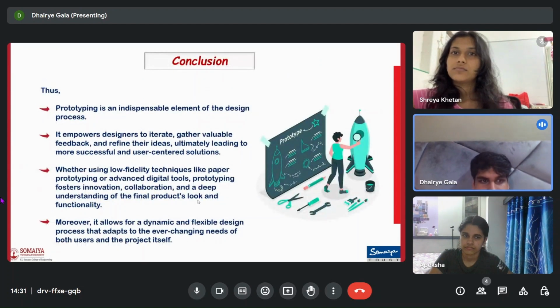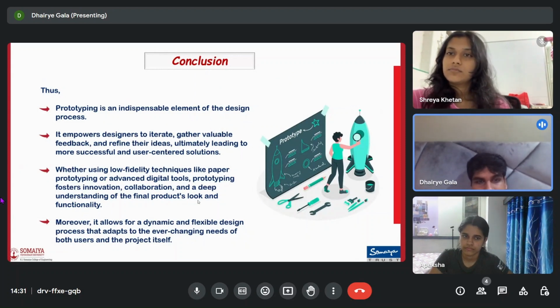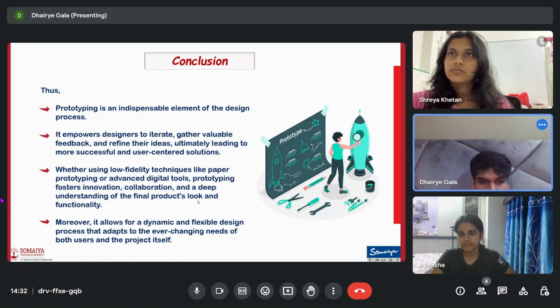So this is the conclusion. This is basically a rundown of the things. Prototyping is an indispensable element of the design process. It empowers designers to iterate, gather valuable feedback, and refine their ideas. Whether using low fidelity techniques like paper prototyping or advanced digital tools, prototyping always fosters innovation, collaboration, and a deep understanding of the final product's functionality. It even allows for a dynamic and flexible design process that adapts to the ever changing needs of both the users and the project itself.